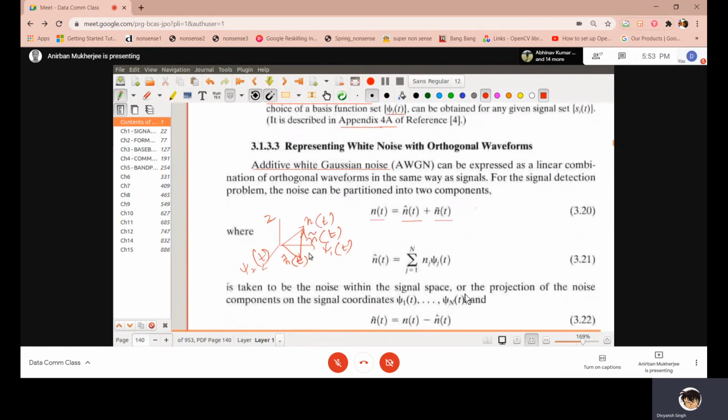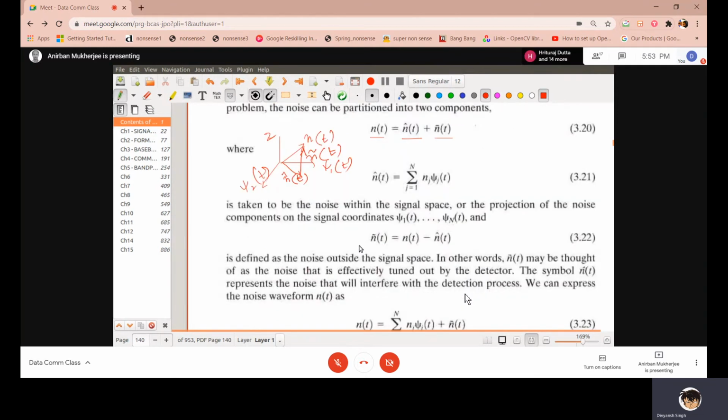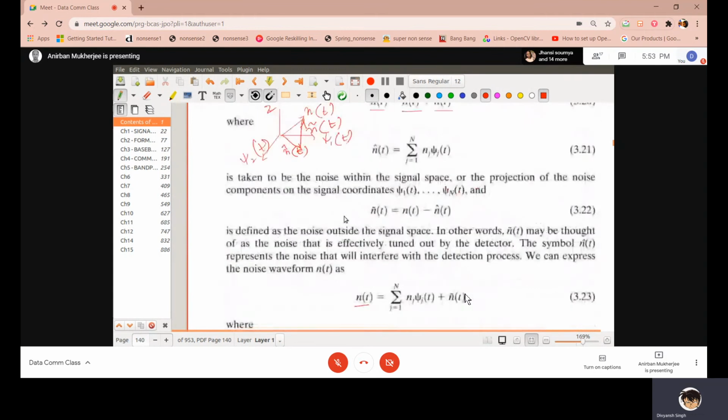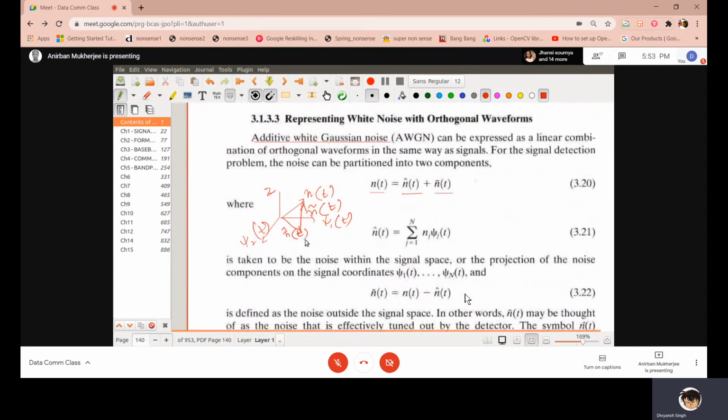N tilde t is basically not interfering with the signals, because the integration of N tilde t with Psi1 t and N tilde t with Psi2 t is basically zero. So N tilde t is not interfering with the signal. What is interfering with the signal? N hat, because that is lying in the signal space itself, which is the x-y plane, or Psi1 t, Psi2 t. So I am making my life simple: I am not bothered about N tilde t, and I am interested in N hat t. I am interested in those noise components which actually degrade my signal transmission.